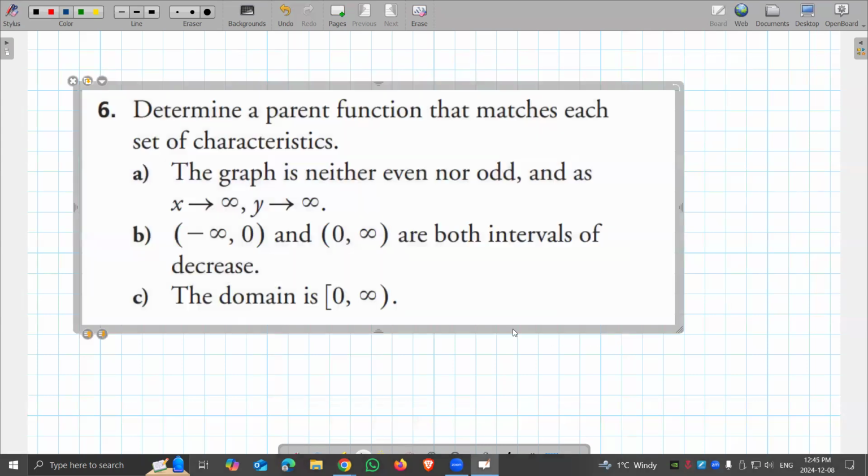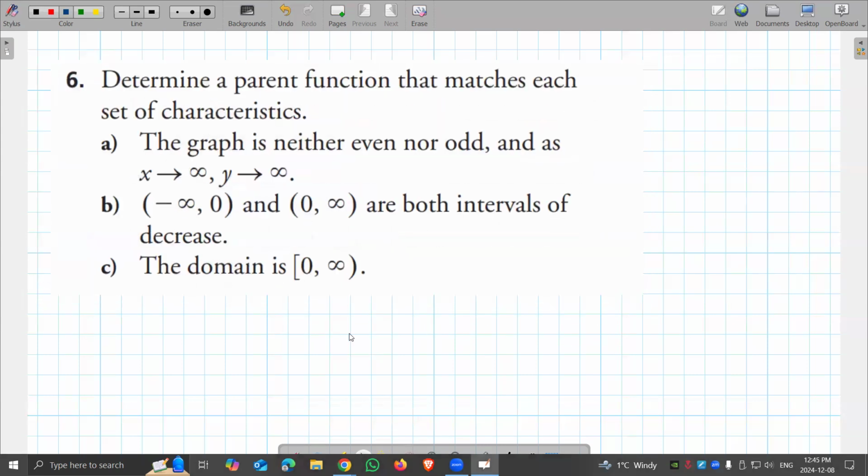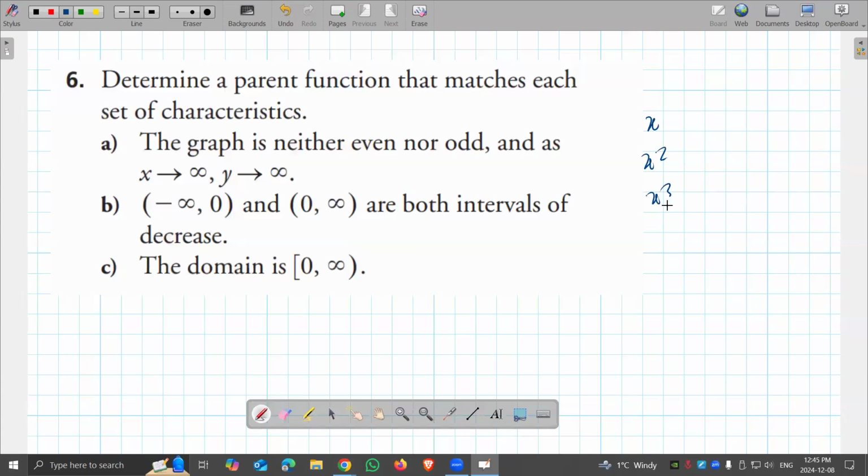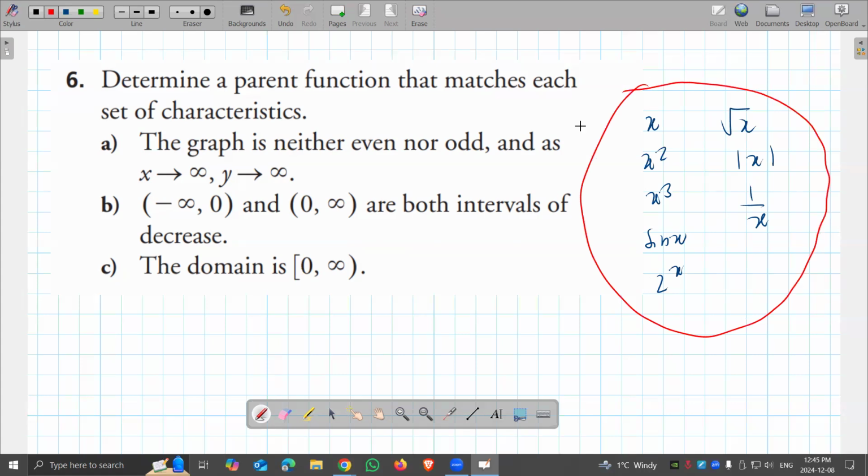Determine a parent function that matches the set of characteristics. So for part A, it says it's neither odd nor even, and as x goes to infinity, y goes to infinity as well. All right. Which one of these functions is neither odd nor even? I'll give you a sketch if that'll help.